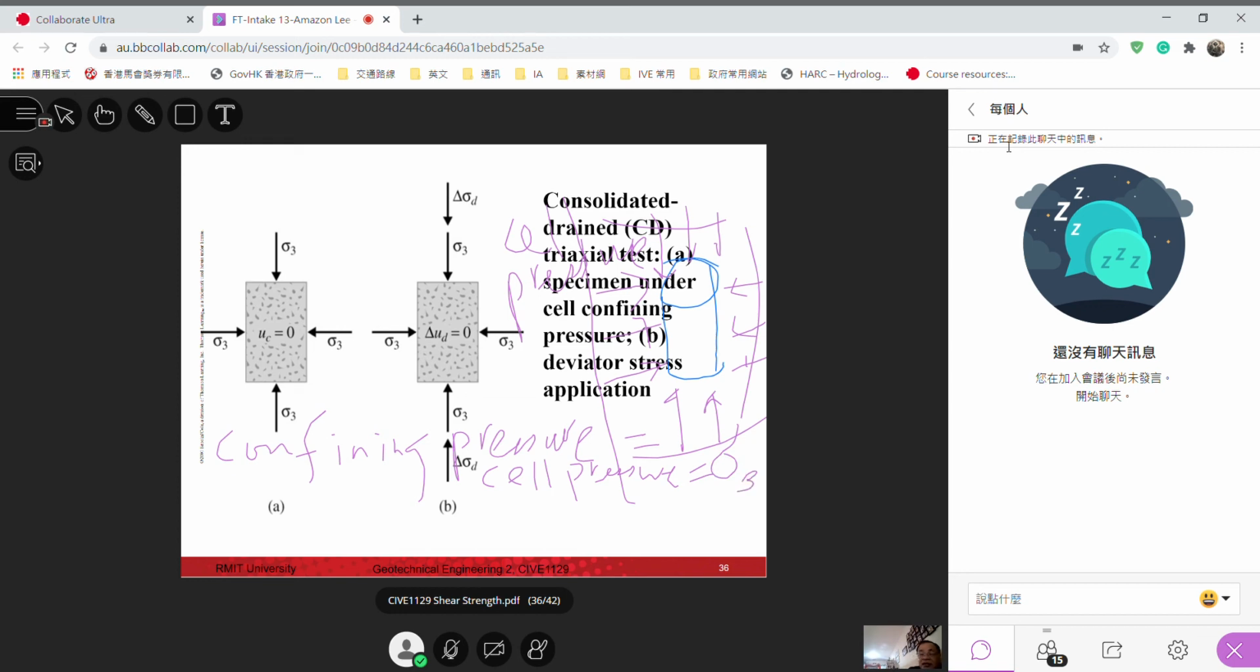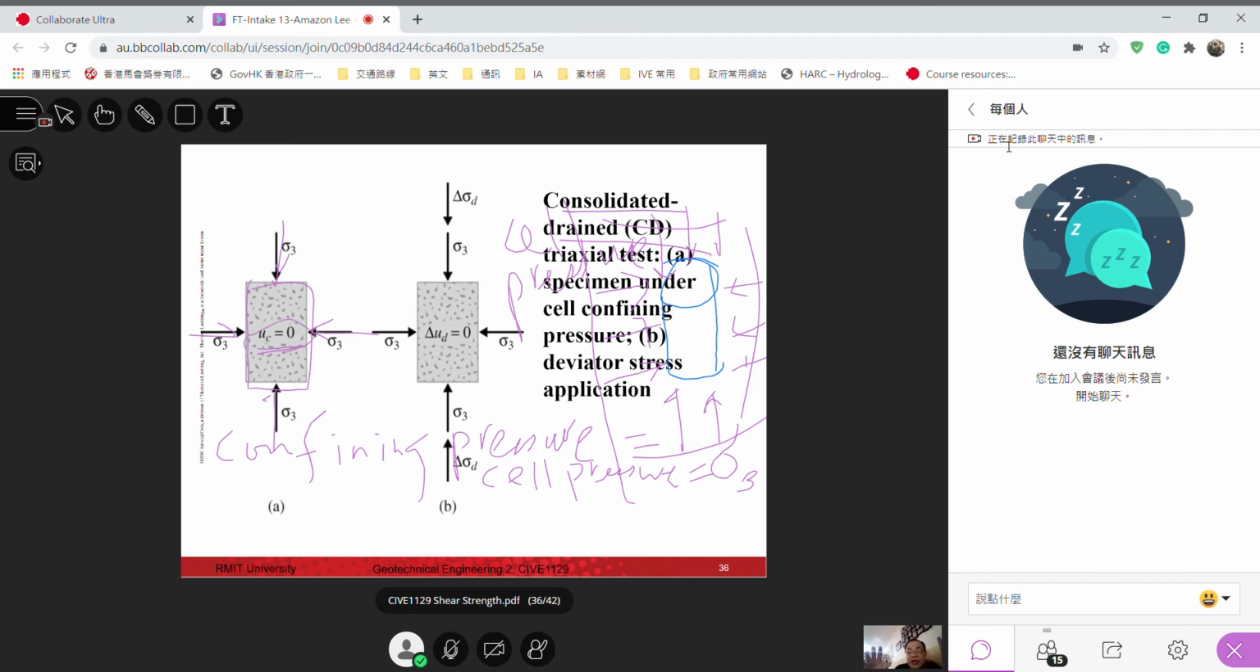Okay, so initially, your soil specimen is mounted in a triaxial cell, and we apply the confining stress. Since this is a consolidated drained test, we turn on the drainage valve and allow all excess pore pressure to drain out. So there's no pore water pressure; pore water pressure is equal to 0.